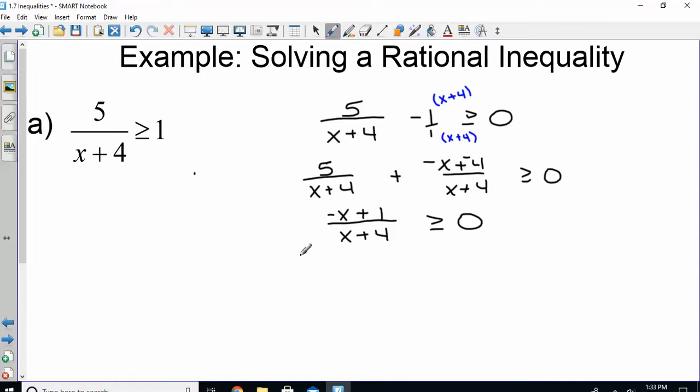Alright, we're in pretty good shape here. We have a single fraction and we have 0 on the other side. So now I need to find, just like in the quadratic we found what made each parenthesis 0, I want to know what makes the top and bottom equal 0. So that would be a positive 1 and a negative 4.